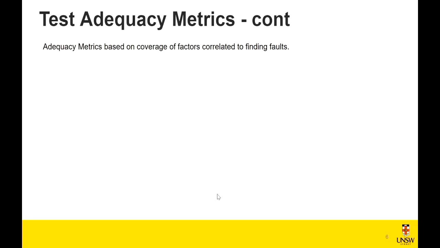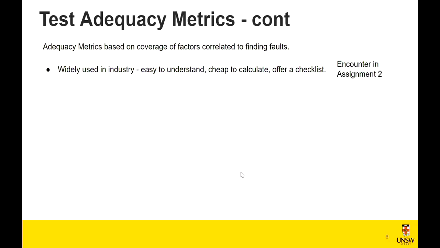So what we want to have now is some adequacy metric that is related to faults in software. And this adequacy metric is widely used in industry. It's easy to understand, and it could be easy to automate. And normally it offers a checklist, and you will encounter some measurements of code coverage, some measuring tools, actual tools in the assignment. But for this class, we are not dealing with actual or concrete tools. We are dealing with some concepts.